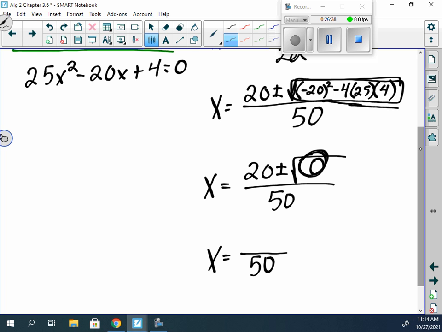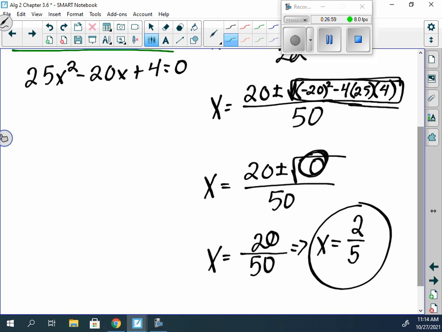What is 20 plus 0? What's 20 minus 0? So we're really just left with x is equal to 20 over 50. Well, 20 over 50 will reduce to what? Which would reduce to 2 over 5, because they both have a greatest common factor of 10. So it'll simplify down. Any questions on this here?